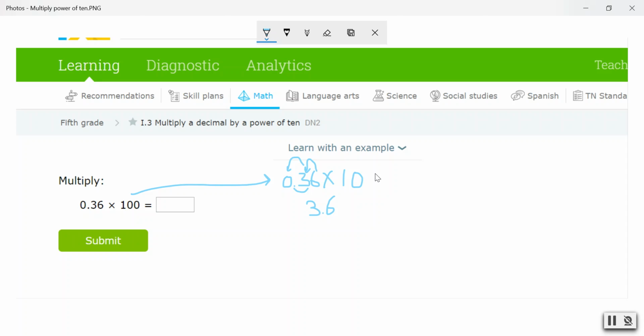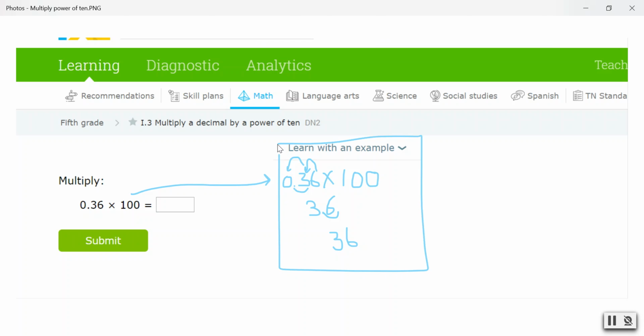Now if I do 100, I'm doing this twice because I'm basically doing times 10 and times 10 again. So now I'm going to bump it up another time. Now 3 goes from the ones place to the tens place, and 6 goes from the tenths place to the ones place. And now I've got 36. Shortcut, easy way to think of it, so that's the why.